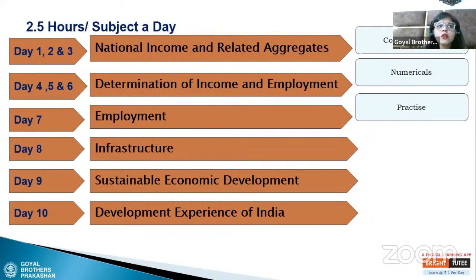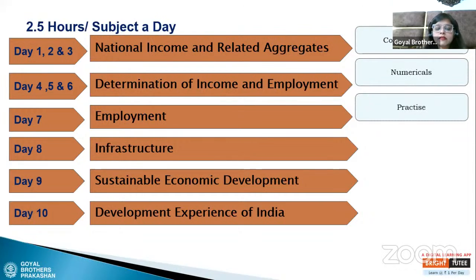But those who are still debating how to go about it, and they have no clue, and they feel that now we are late enough and they are facing a lot of problems because they don't know what is to be done, if you follow this planner, then I'm pretty sure you will easily be able to secure 90% plus in your examination. So day 1, 2, and 3 we have given to national income and related aggregates. Day 4, 5, and 6 we have given to determination of income and employment.